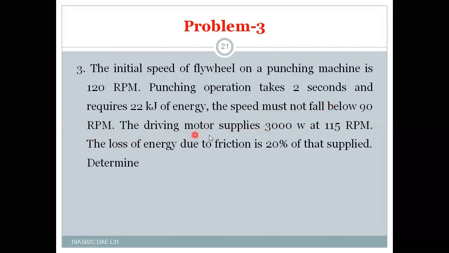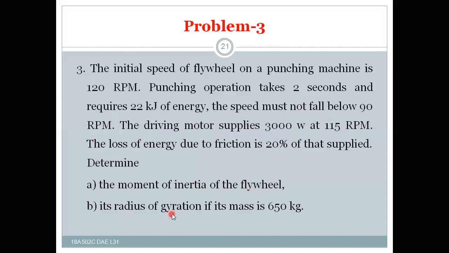The driving motor supplies 3000 watts at 115 revolutions per minute. The loss of energy due to friction is 20% of that supplied. Determine the moment of inertia of the flywheel, and then its radius of gyration if its mass is 650 kg.